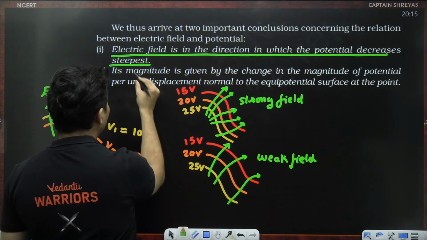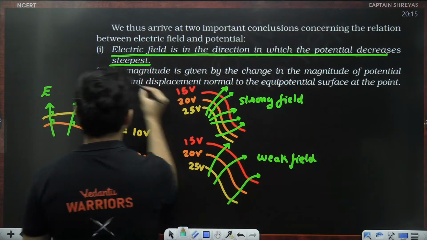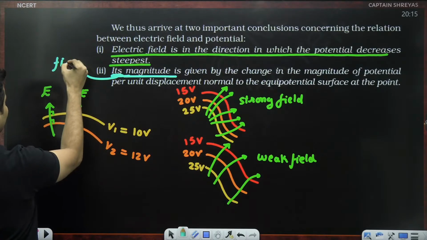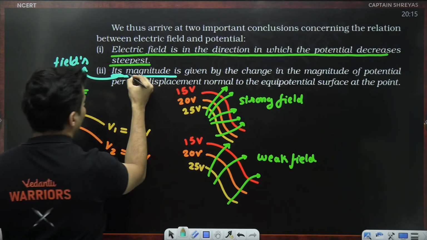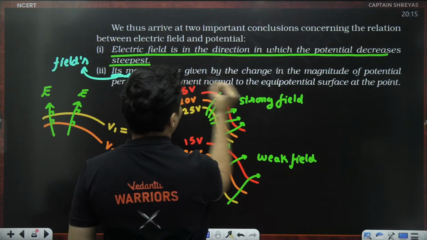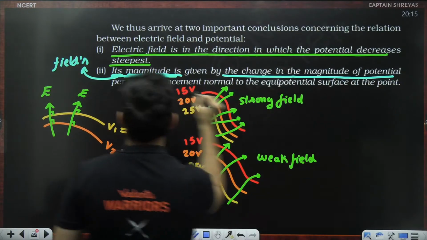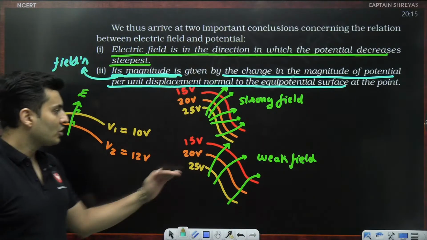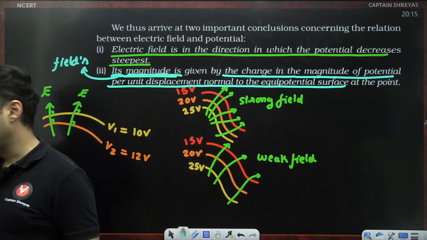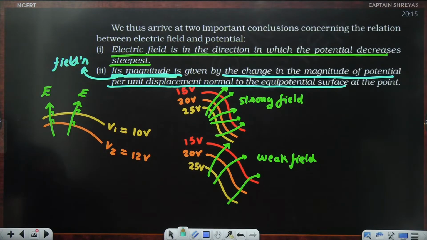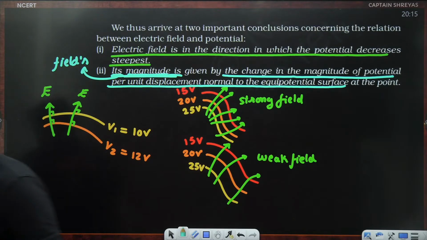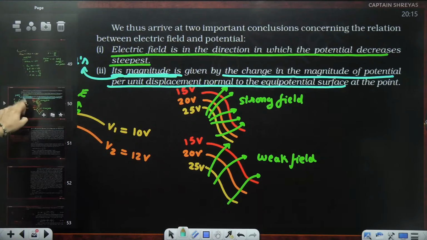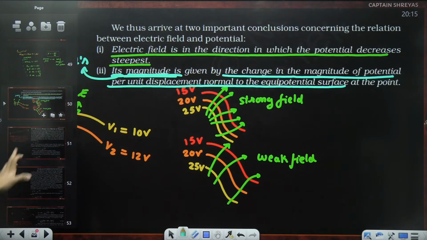So, the magnitude of whom, guys? Whose magnitude? It means the electric field's magnitude. The field's magnitude is given by the change in the magnitude of the potential per unit displacement along the perpendicular direction. So how quickly is your potential changing with the distance? Is it clear? Everyone understood this point? Everybody understood this particular point? Very good.